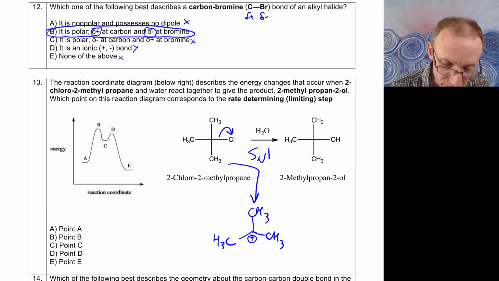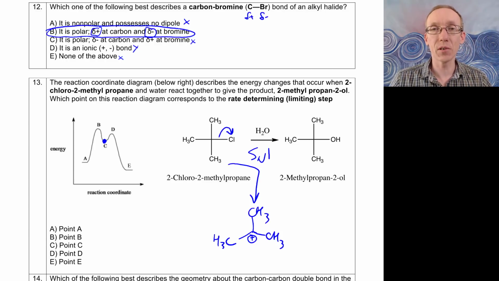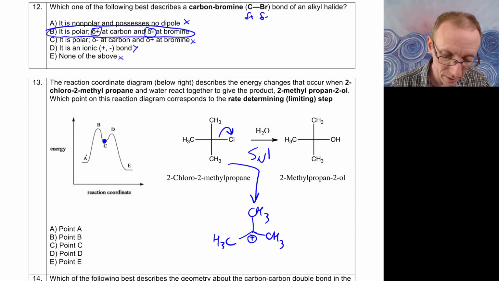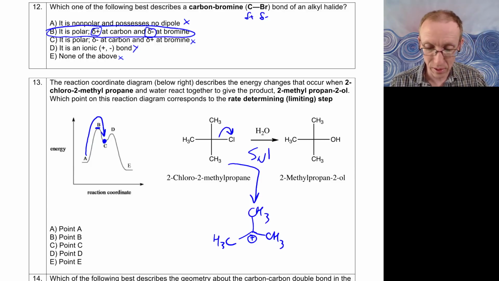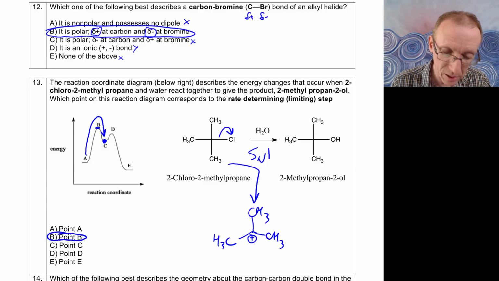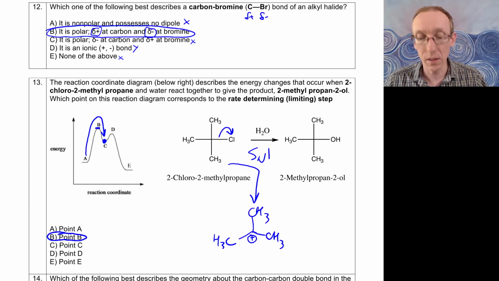Now that carbocation is here. It's at position C, where we've gone up through a transition state and then down to a slightly lower energy species, which is this carbocation. And so the rate limiting step will be going from A to C, and the transition state for that will be B. So the point on this reaction diagram that corresponds to the rate determining step would be point B, getting to that high energy transition state on the way to the carbocation.